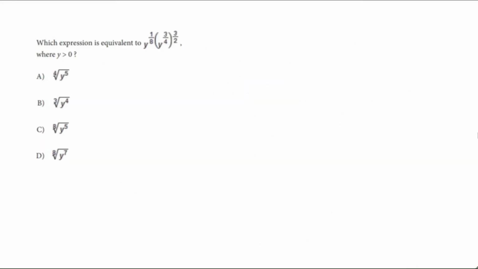Question number 4. Which expression is equivalent to y power 1 over 8 times (y power 3 over 4) whole power 3 over 2? So start by multiplying the exponents in (y power 3 over 4) whole power 3 over 2. So this part will become y power 3 over 4 times 3 over 2. That is y power 9 over 8.